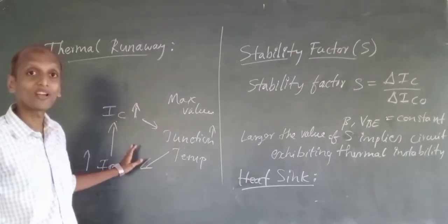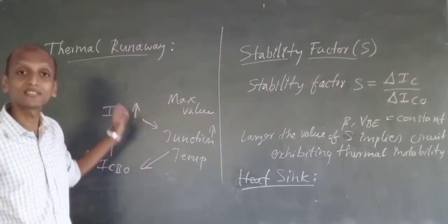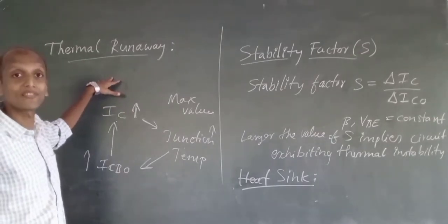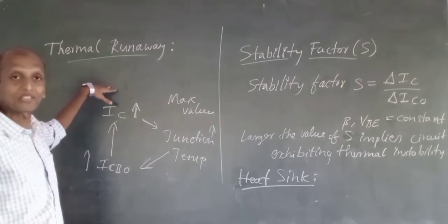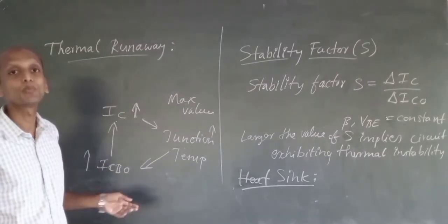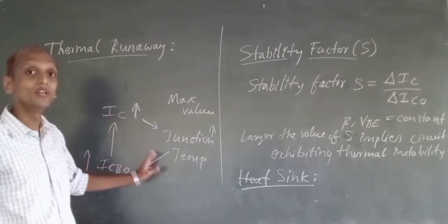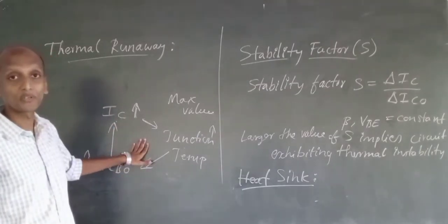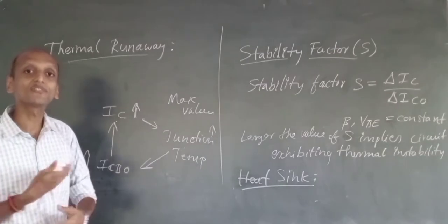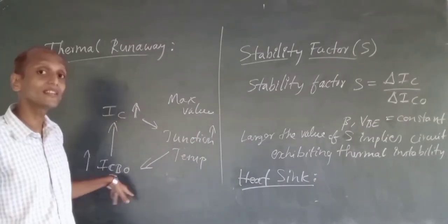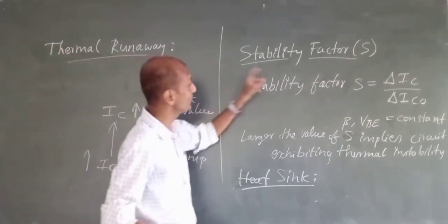So this is how one can get thermal runaway, and this is a very important question. They may ask you for 1 mark or 2 marks to define thermal runaway, so you have to be very careful about this topic. Self-destruction of your transistor because of the increasing junction temperature and the leakage current. Okay, so next, coming to what?